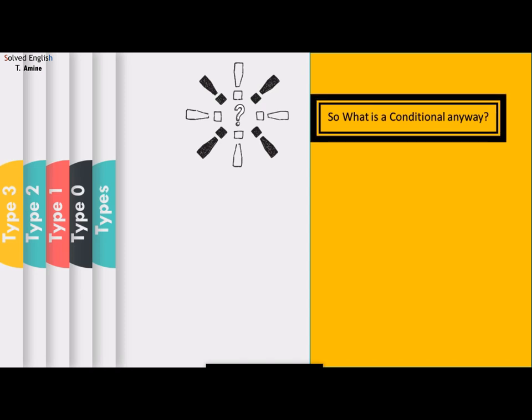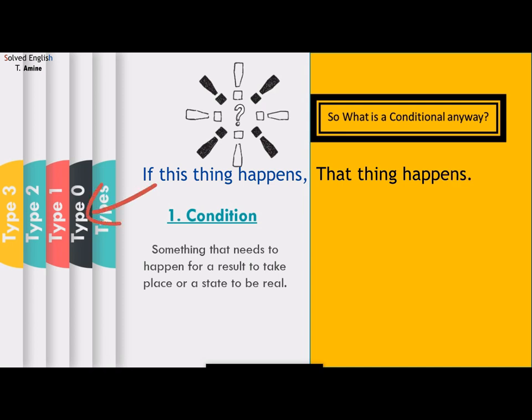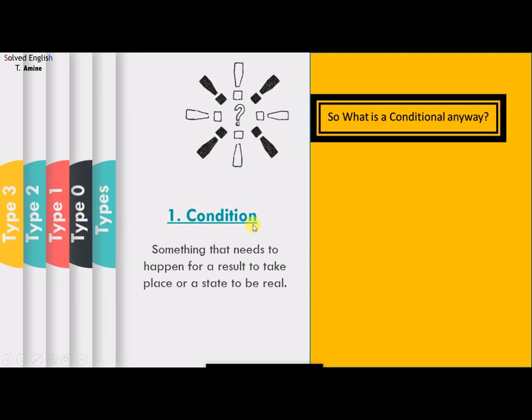Let's start. Well, first, we need to understand what is a condition. Simply, a condition, very simply, is something that needs to happen for something else to happen, or for a situation or a state to be real. A model example for that will be, if this thing happens, that thing happens. So, this sentence that I've just said is a conditional sentence type 0. Okay? After in the video, we will get to know conditional type 0, but now I just want you to know what is a condition.